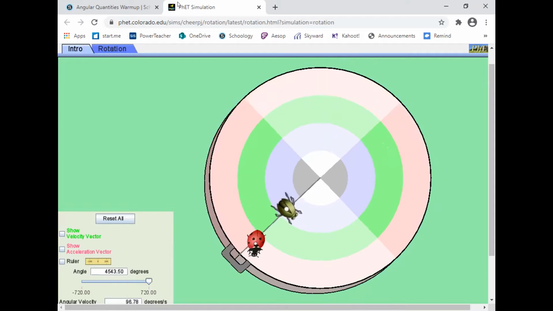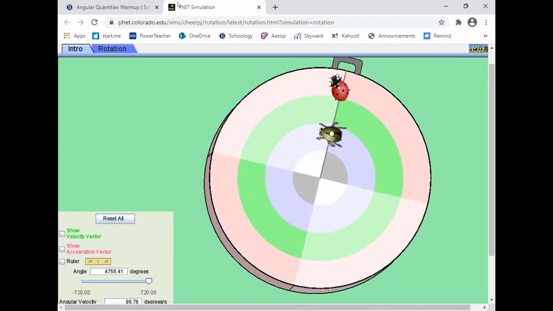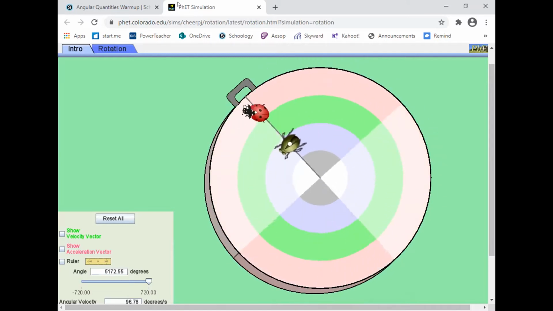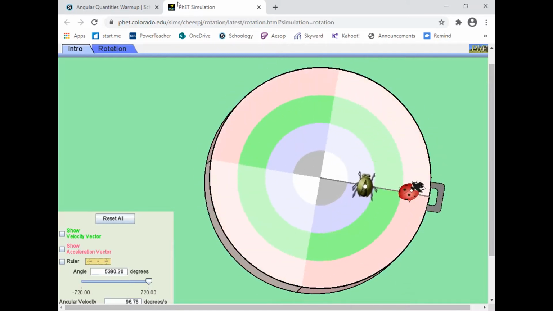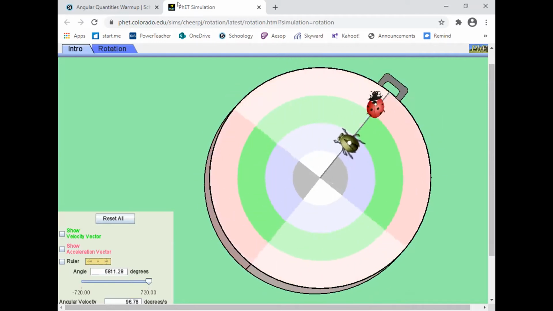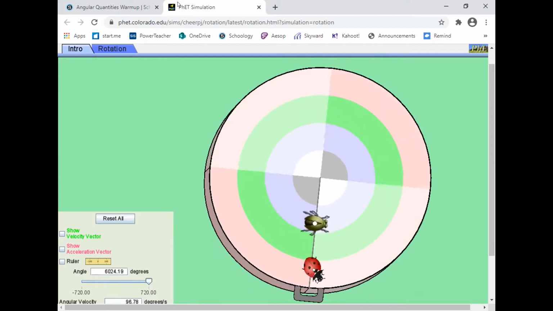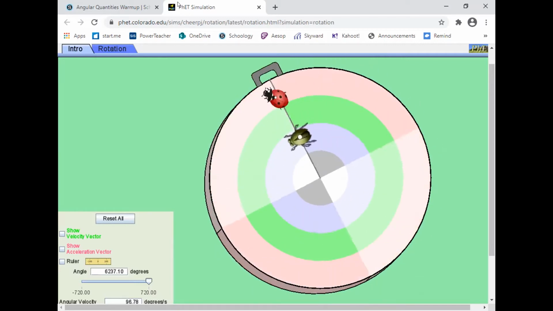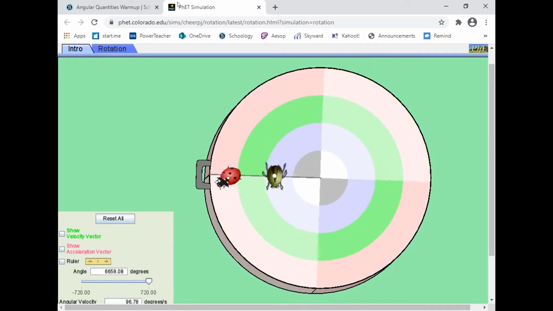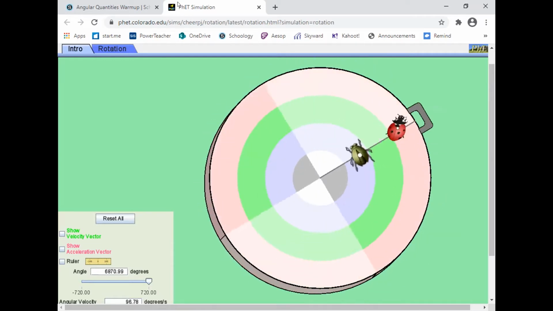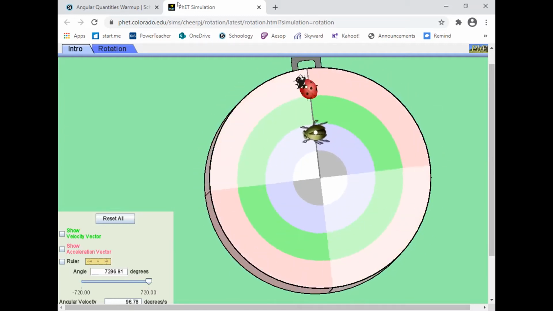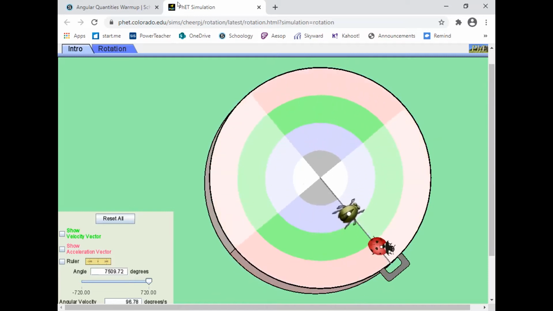Now, if you take a look at your equation sheet for a second, you've got this equation on there, V equals R omega, right? That says the same thing. If these two bugs have the same omega, so they complete a revolution in the same amount of time, but the ladybug has a bigger radius, then a bigger radius times the same omega gives a bigger V. Okay? That makes sense? All right.